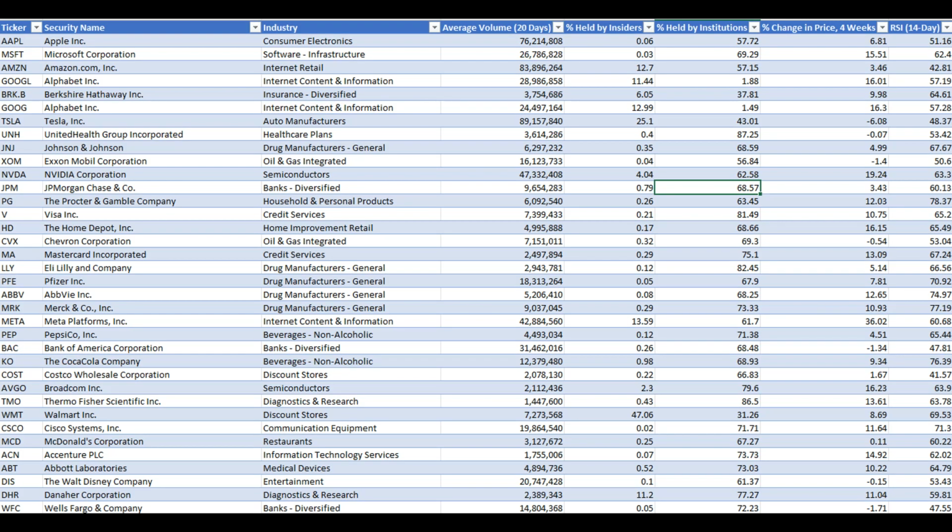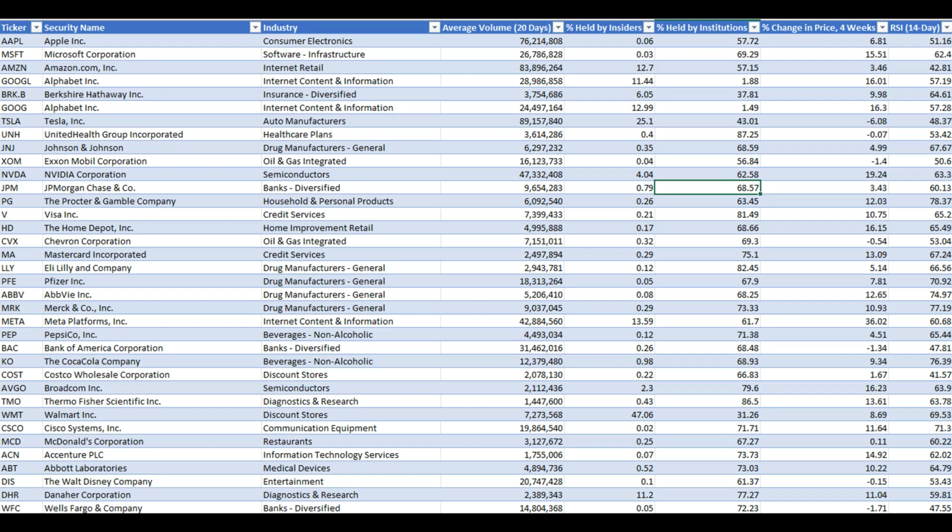So this is a spreadsheet. I went ahead and I collected all of the 503 or 504 tickers that are in the S&P 500, plotted them all out on this Excel spreadsheet. Amongst the data metrics that I have here, obviously the ticker and the security name, the industry and sector that the tickers belong to, the average volume for the last 20 days, the percent held by insiders, the percent held by institutions, the percent change in price within the last 4 weeks, and the RSI 14-day, of course. So what are we going to do with this data? Well, we're going to just look at everything and see what's going on.